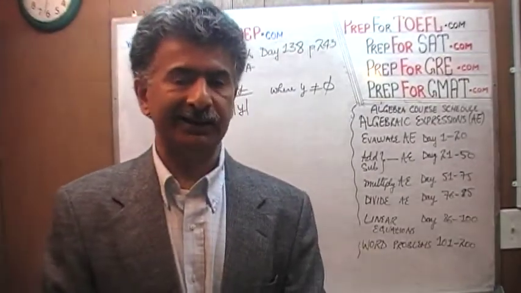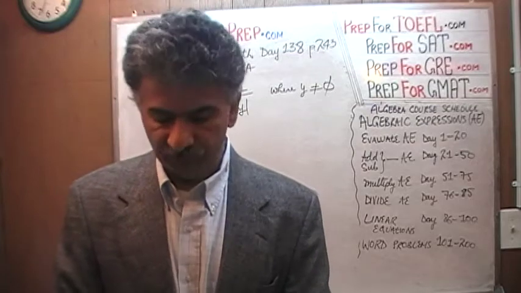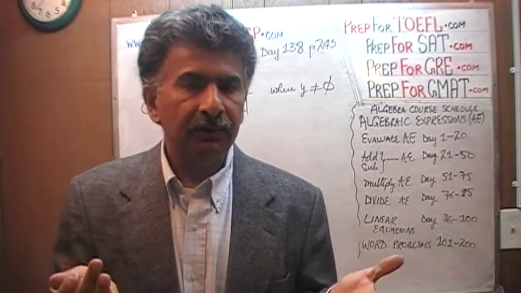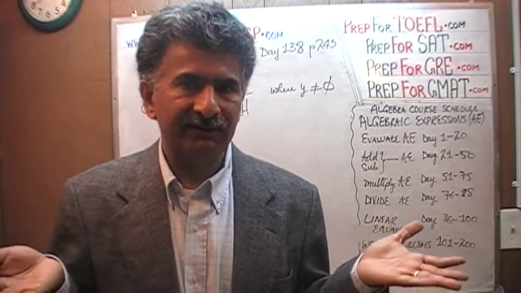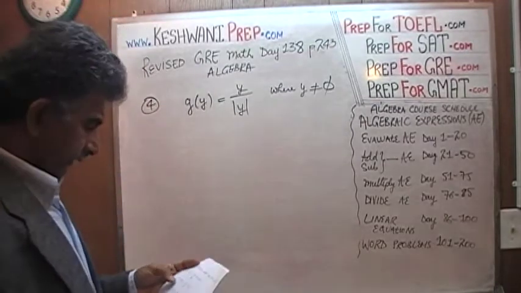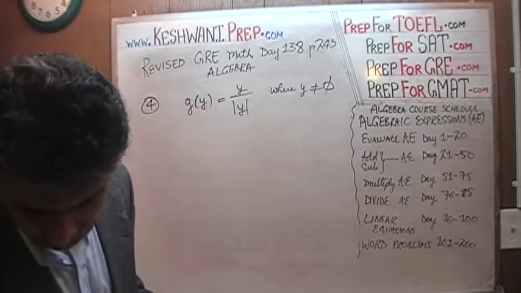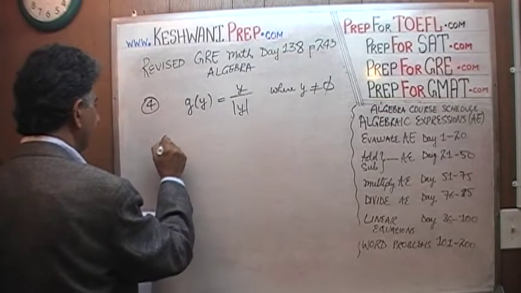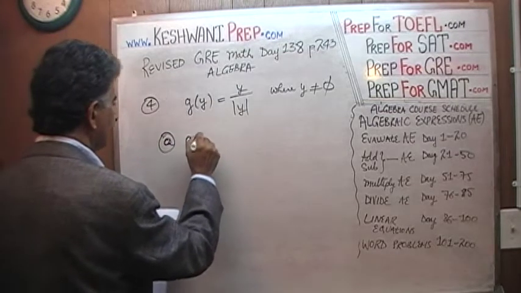Except they don't say it like that. They don't say y cannot be 0. It says this is defined for all non-zero numbers. All non-zero numbers, as long as the number is not 0, is what they're trying to tell you. So let's evaluate. They're asking us to evaluate this function at different values. First one is g of 2.